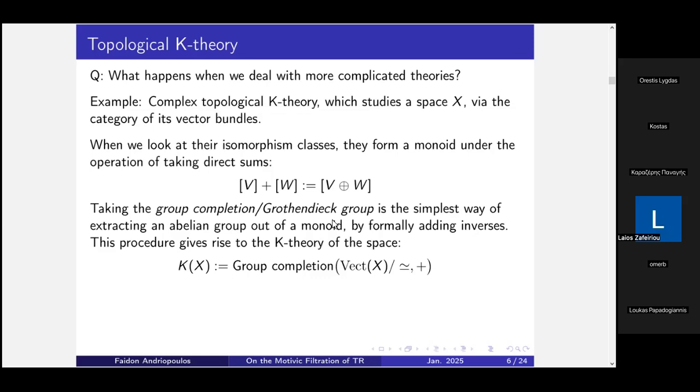Out of this monoid, one can construct an abelian group by the procedure called the group completion, or say the Grothendieck group. What is the Grothendieck group of a monoid? It is the simplest way of extracting an abelian group out of that monoid by, say, formally adding inverses. So what one does in this particular situation is, well, we have the direct sum. Formally adding inverses should also produce an inverse to the addition, which is the direct sum.